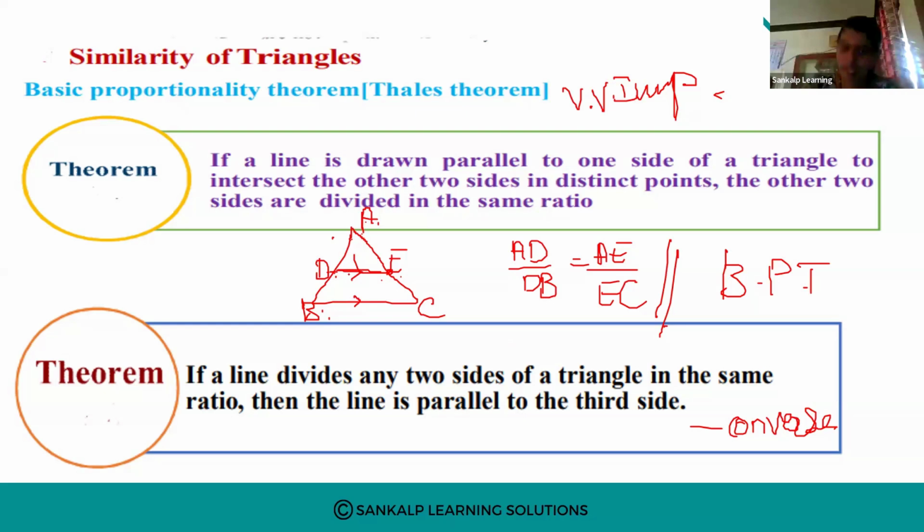But what does the next theorem say? If two sides are divided in the same ratio, then the line is parallel to the third side. So this is exactly opposite of the Thales theorem. Therefore, we call it the converse of Thales theorem, the converse of BPT, the converse of the basic proportionality theorem. This is also a very, very important theorem. Okay, remember. Next.